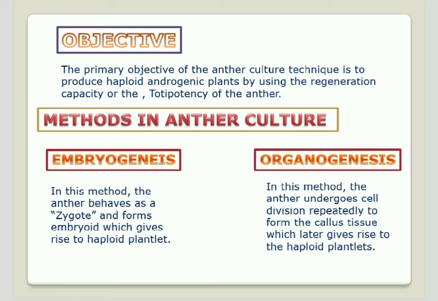Embryogenesis is a method in which the anther behaves as a zygote and forms embryoids. Now, what is a zygote? A zygote is a cell formed from the union of two haploid cells. That's it, and it forms the embryoids. So what are these embryoids? These are masses of plant tissue that resemble an embryo and give rise to a haploid plantlet.